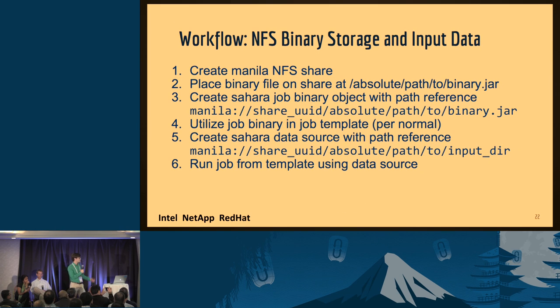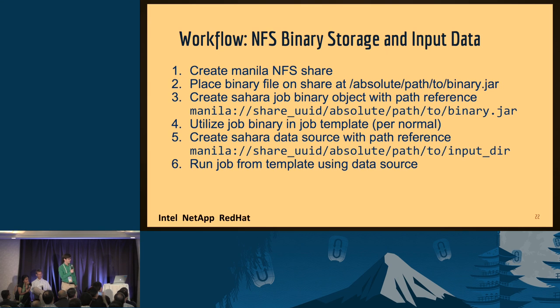So fundamentally, this is the workflow. For NFS binary storage and input data, you create a Manila NFS share, and just as Jeff was talking about, you then place your binary file or your data on the share at an absolute path to binary.jar, wherever you like it. You can then create a Sahara job binary object with that path reference, and that's just prior we had internal DB or Swift. Now we have Manila, share UUID, and the path.